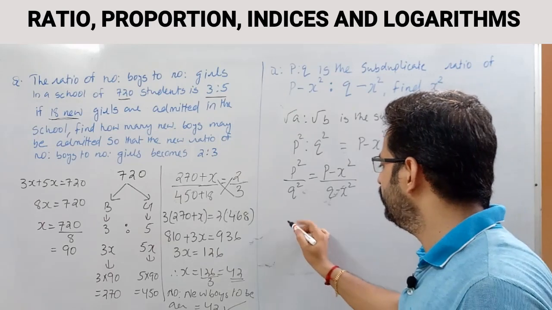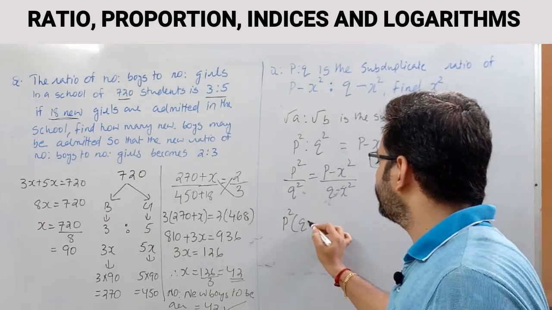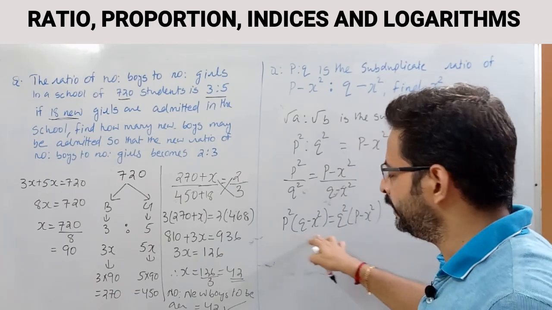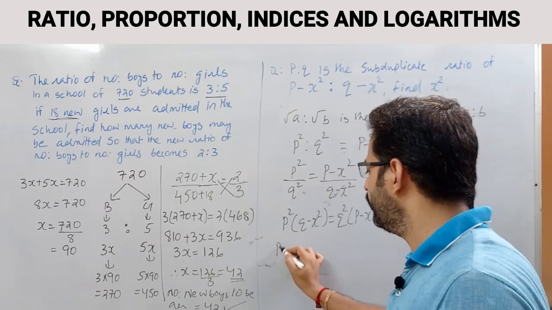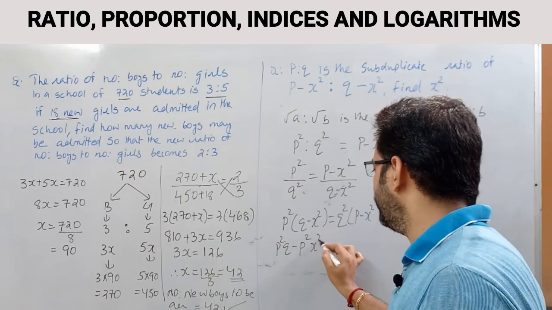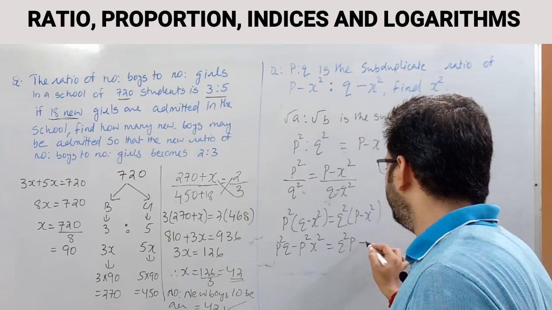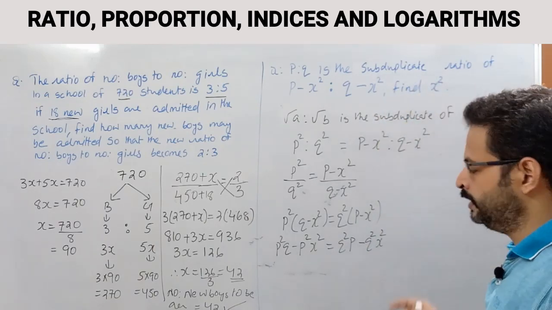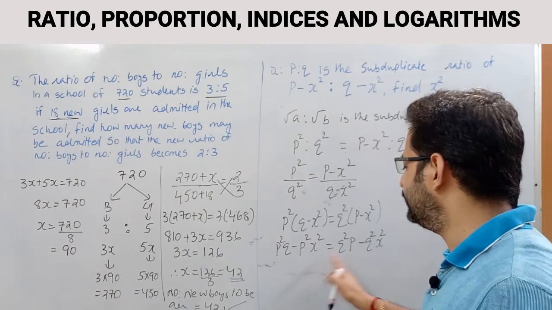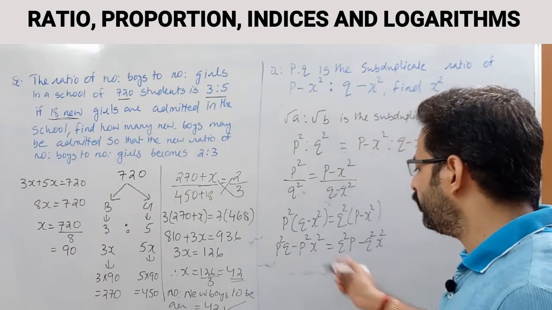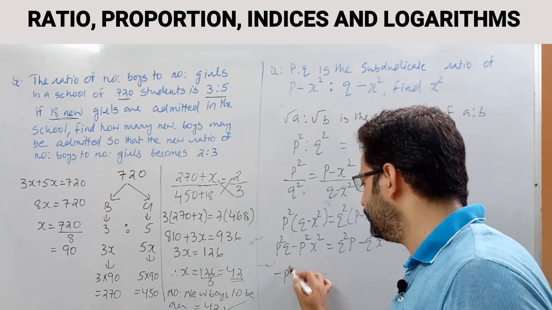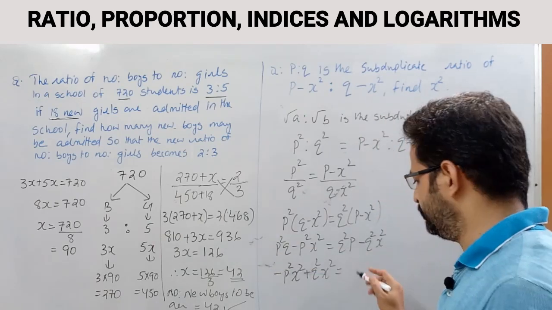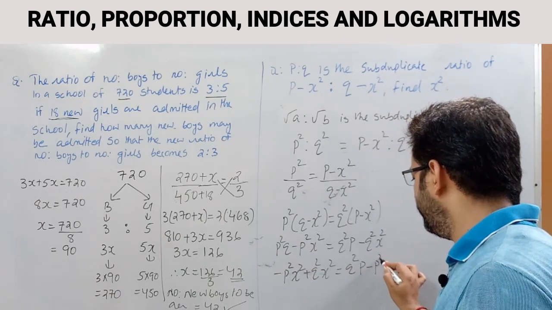Cross multiplying, we get P square into (Q minus x) square is equal to Q square into (P minus x) square. Okay, multiply LHS, P square into Q, P square Q minus P square x square is equal to Q square P minus Q square x square. Okay, we have to find the value of x square. So all the x square terms will be brought into LHS. That means minus P square x square plus Q square x square. Remaining terms to RHS: Q square P minus P square Q.